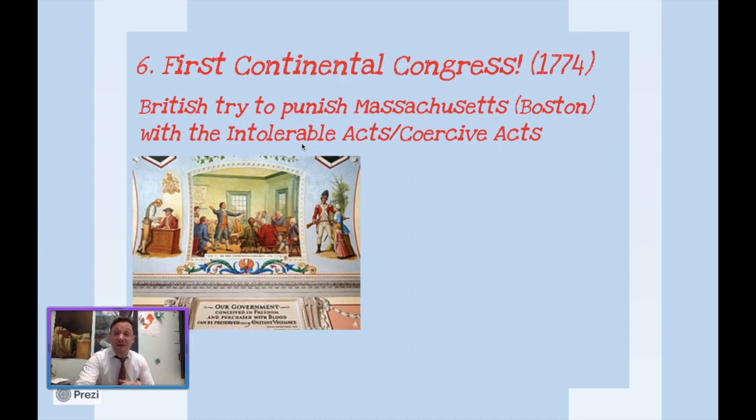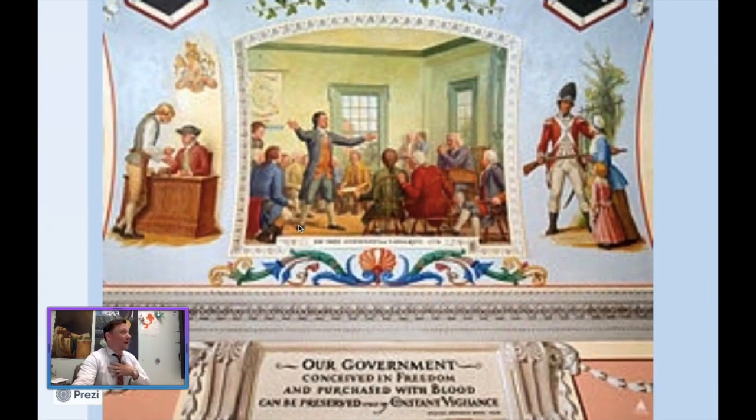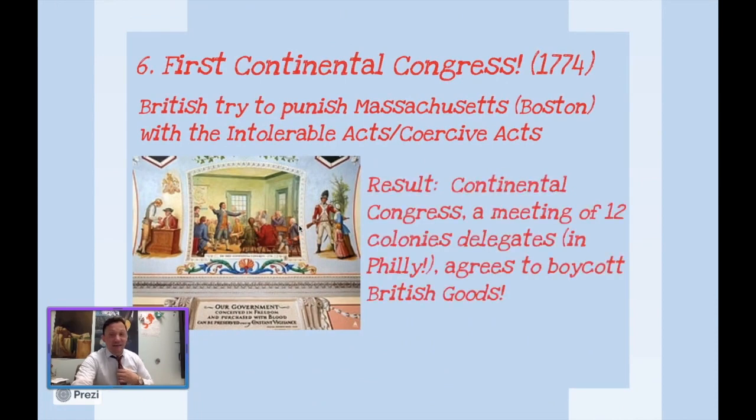And so what's going to happen is the Continental Congress is called. And the Continental Congress was called in Philadelphia. And they're actually going to have a massive meeting, and the result is that 12 colonies' delegates, it's all going to go down in Philly, are going to agree to boycott British goods. They're like, look, they want to come after us and our wallets? Let's not give them a dime, right? And they're going to decide to stop buying British goods altogether, right?